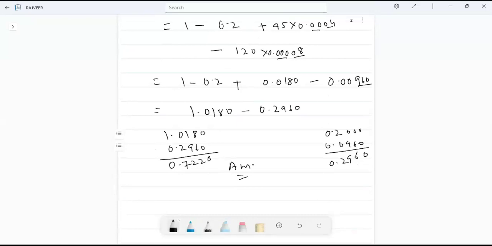Question number 12. Find in ascending order of x first 4 terms in the binomial expansion. It is of the same type of question. You can do it yourself. Which question? 12. Yeah, I'll try it.